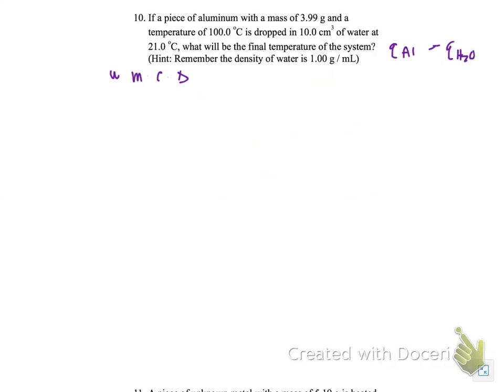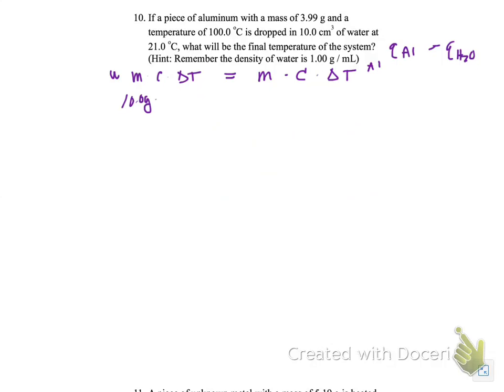I think number 12 is also the same, where we have to figure out the final temperature for both the aluminum and the water. So this involves using linear equations and some algebra. So the Q for water is going to be MC change in T, and that's going to be equal to the Q of the aluminum, which is also MC change in T. So I'm setting the MC change in T for each to equal the other.